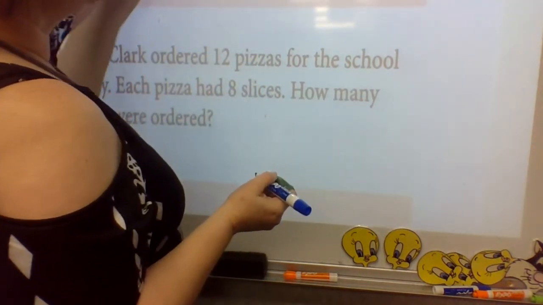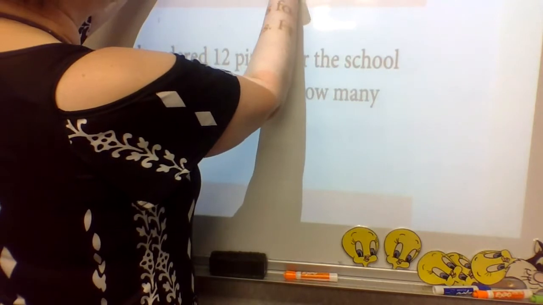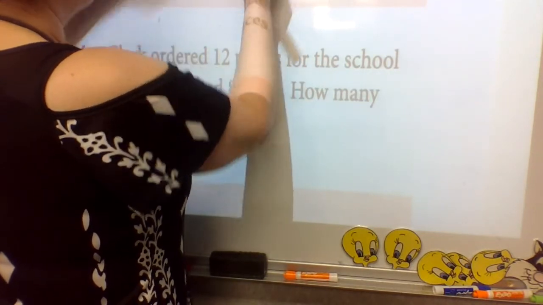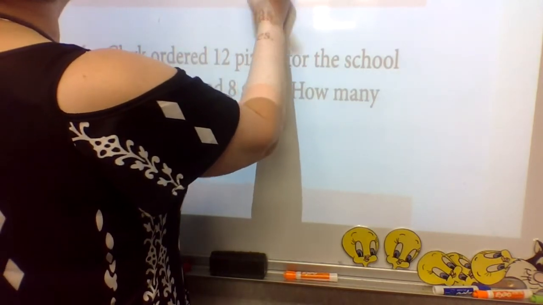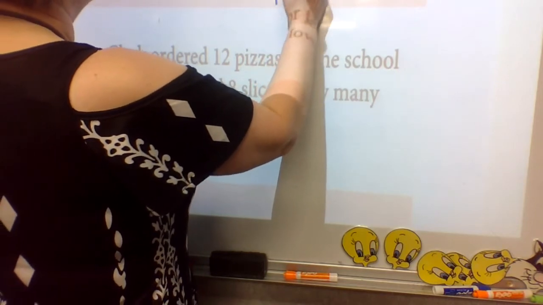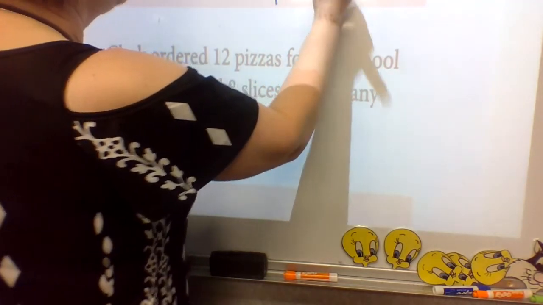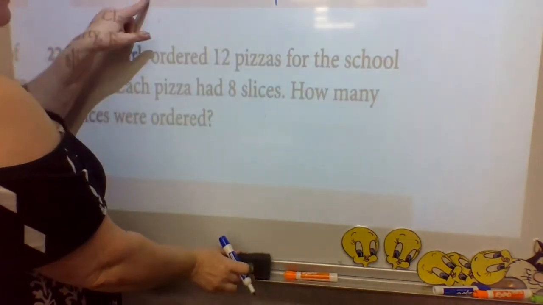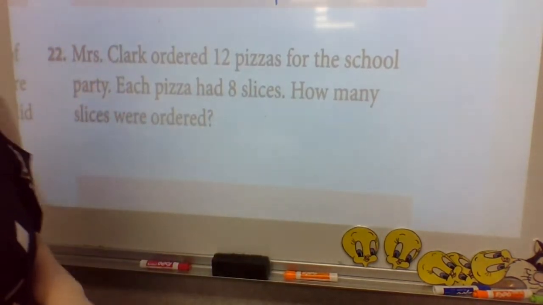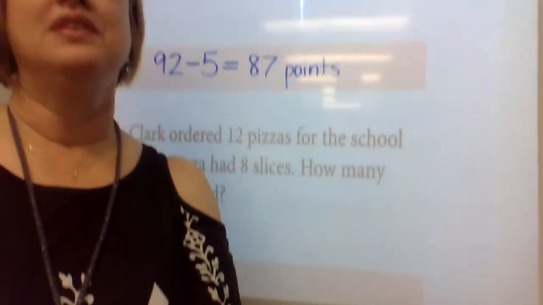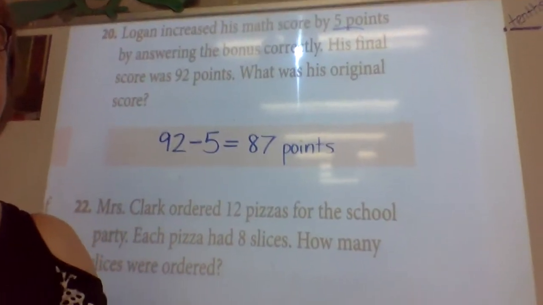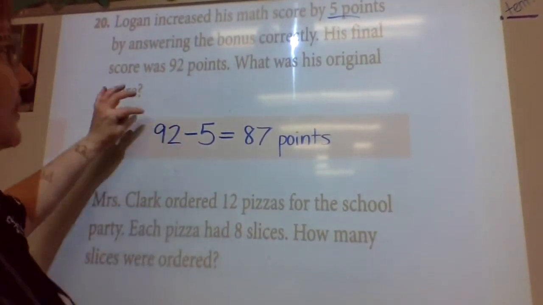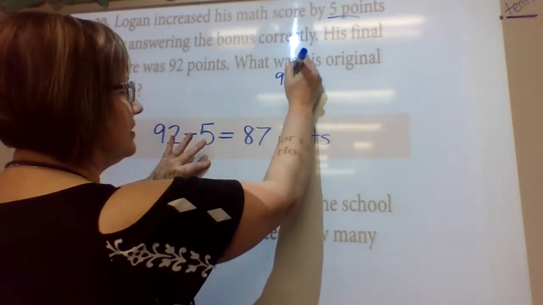Borrow from the 9, 8 makes that 12. 12 minus 5 is 7. 8 minus nothing is 8. So that means he got an 87. 87 points originally until he got that bonus. The bonus bumped him up to an A minus. Okay? Oh man, I did that whole thing without you seeing what I was doing. I'm so sorry. Okay, so 92 minus 5, the only thing I did here that you didn't really see, I said it all, was I did this problem.